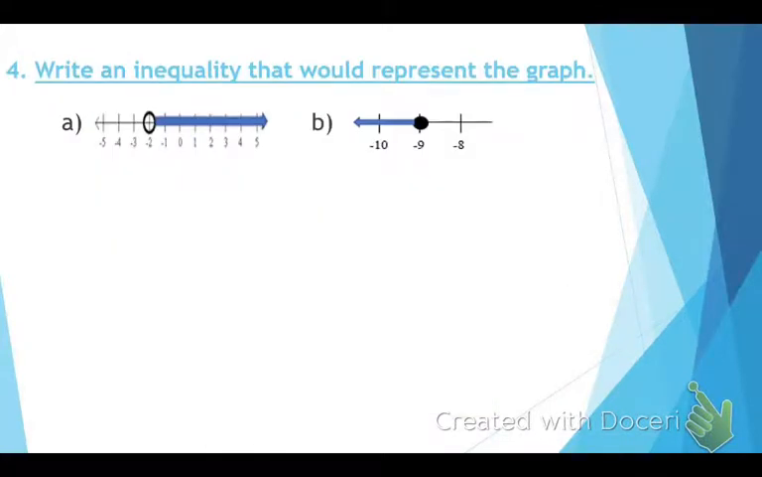Section number 4 asks us to write an inequality that would represent the situation. We always start with a variable. Which one do we use? X. Let's write it down. Then you put your number. What's the circle on? -2.